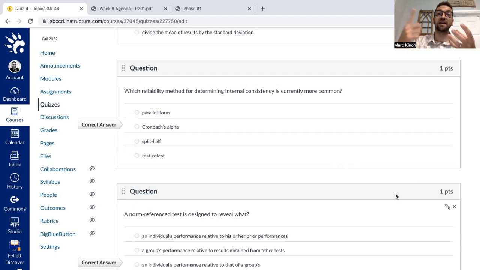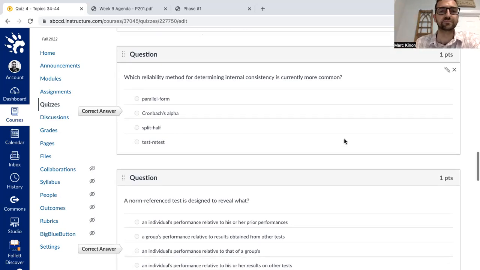So let's say there's one item that's bad. Maybe as we move along in time, it's just not relevant anymore. Your Cronbach's alpha may be lower because that item's messing up your measurement. Once you take that item and kick it out, then your reliability index, called Cronbach's alpha, would increase.